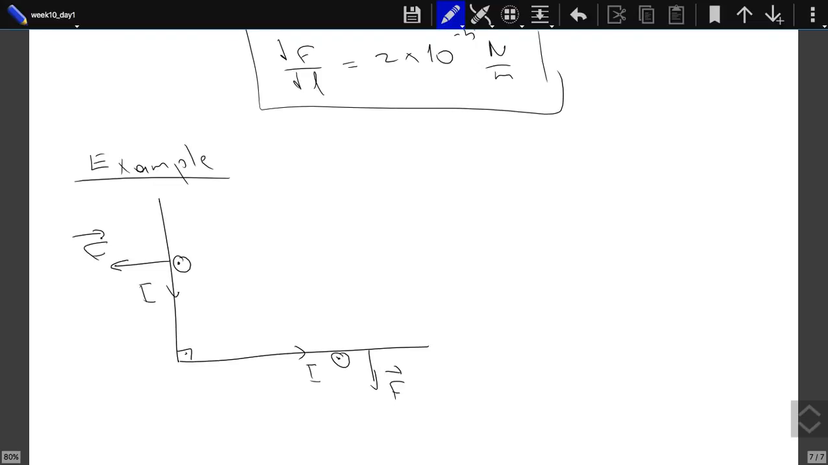Let's do another example. Maybe, as your friend points out, in this case, there's something weird happening at this point as it's bending. Let's go back to our previous.